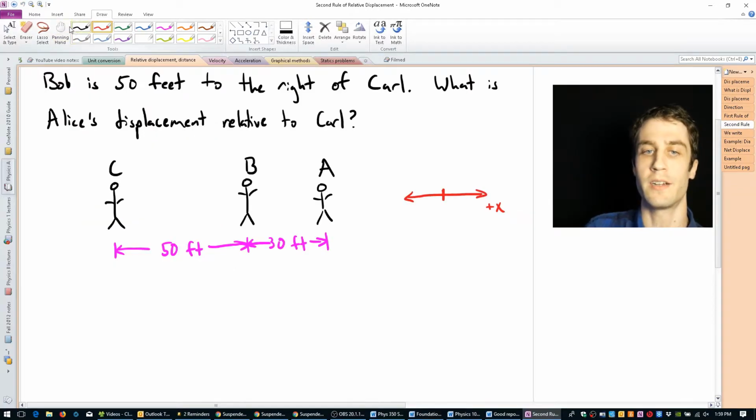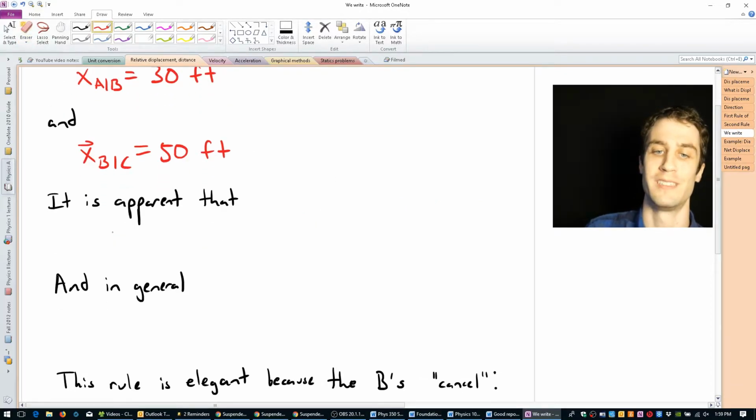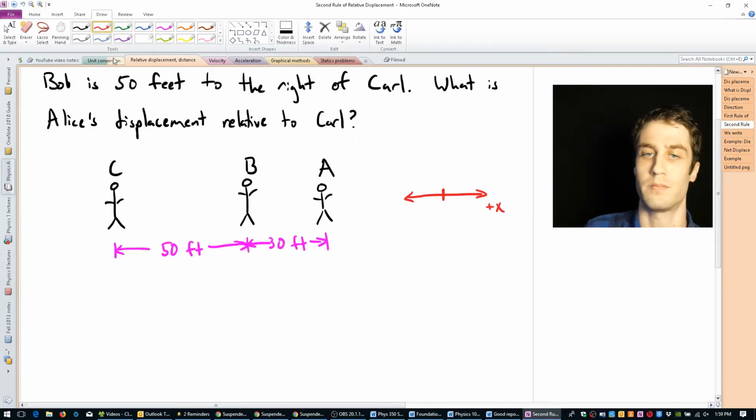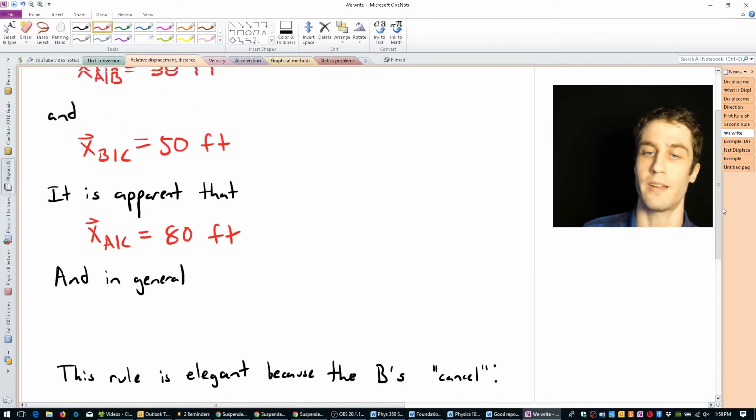Again, I'd like you to look at the diagram, and just from this diagram, what is Alice's displacement relative to Carl? So take a moment, pause the video maybe, but I think you can figure out that Alice's displacement relative to Carl from the diagram is 80 feet. Look, here's Alice. She's 30 feet plus 50 feet to the right of Carl, and so her displacement relative to Carl is 80 feet. In general, how did we get that result?